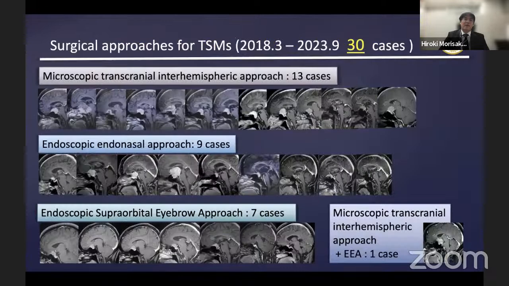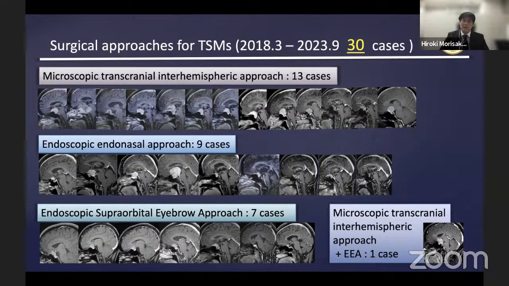So this is a summary of the surgical approaches for 30 cases. We selected the microscopic transcranial interhemispheric approach in 30 cases. Second, the endoscopic endonasal approach, 9 cases. Third, the endoscopic supraorbital eyebrow approach. And in only one case we applied the combined microscopic transcranial approach and endoscopic endonasal approach.